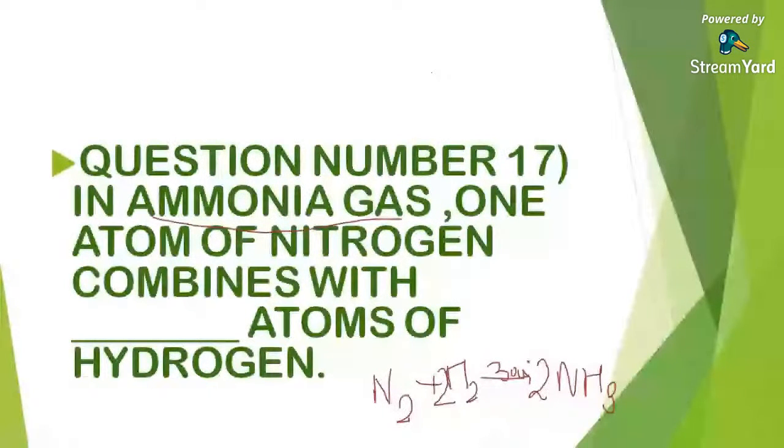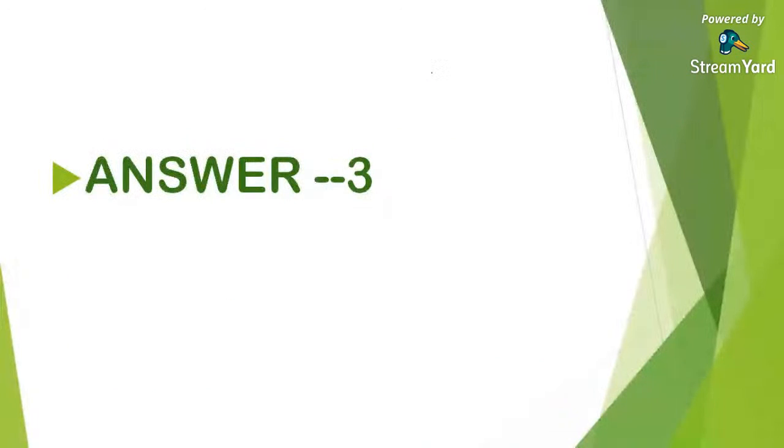And in ammonia gas, one atom of nitrogen combines with dash atom of hydrogen. So NH3. Here how many atoms of nitrogen? 1. And how many atoms of hydrogen? 3. So the correct answer is 3. Very good, many of you have given the answer 3. And when we write the formula, we don't use the small letter. We use the capital letter, capital N, capital H.